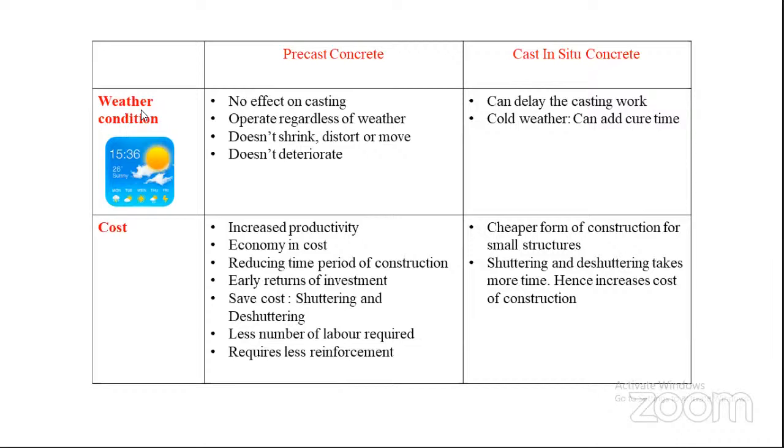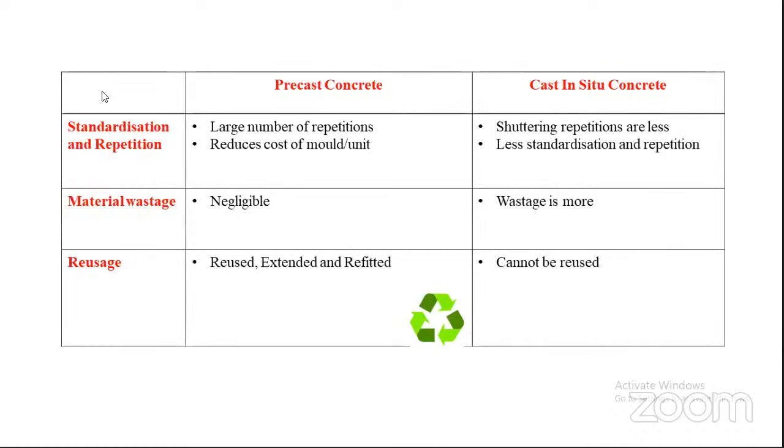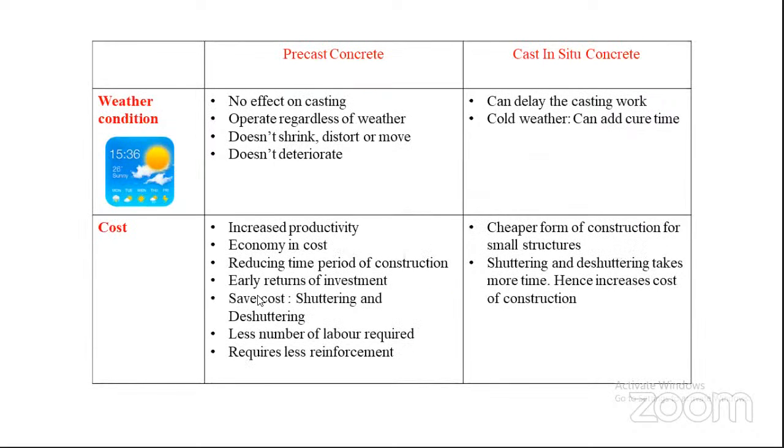As per the research article published in the Journal of Construction Engineering, on average, precast concrete slabs are 23.22 percent cheaper, and precast columns are 21.40 percent cheaper than cast in place construction, especially for large scale production. And also the shuttering and de-shuttering take more time and hence increase the cost in case of cast in place construction.